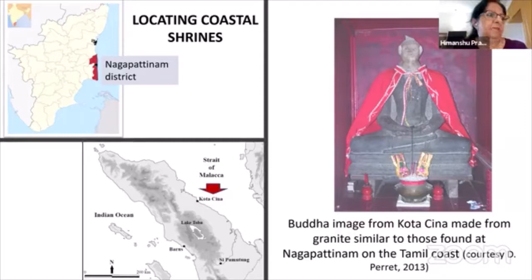A Tamil inscription dated from the 11th century was found at Barus. The inscription refers to payment of taxes by ships, which called at Barus, to the local representative of the Tamil merchant guild, the Ayyavole. There are connections between Tamil Nadu and Sumatra, and particularly important, like I've said, are the sites Kotachina, Barus, and Muarajambi as well. But also important is the Buddha image that you see on the right-hand side.